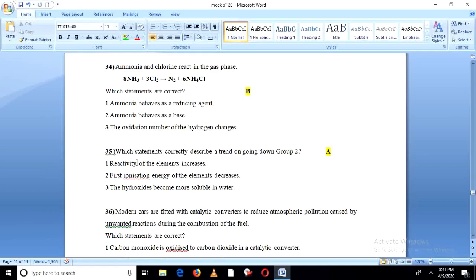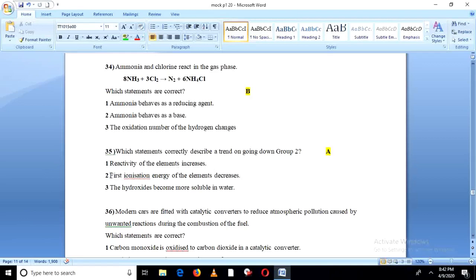For the 35th MCQ, the examiner was asking which statement correctly describes a trend going down group 2. I have given the answer, that is A, that all 3 statements are correct. Why? Let's see. Number 1 is reactivity of the elements increases. Yes, this is a true statement, because as we go down the group, the group 2 elements are metals, so their reactivity increases. This can be seen in your notes also. This is due to the reason that the ionization energy decreases.